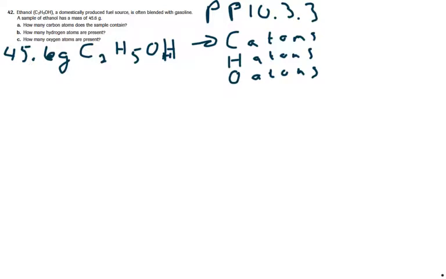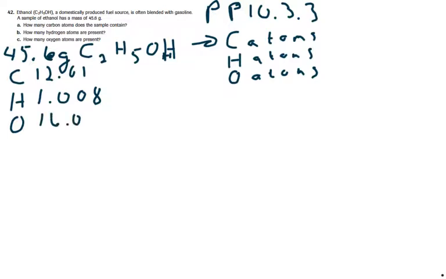So, first thing we got to do is find the molar mass. So we look up carbon, hydrogen, and oxygen in the periodic table, find their molar masses. Carbon is 12.01. Hydrogen is 1.008. And oxygen 16.00. Your periodic table may have slightly different numbers. If it does, go ahead and use those numbers. It will still work out.